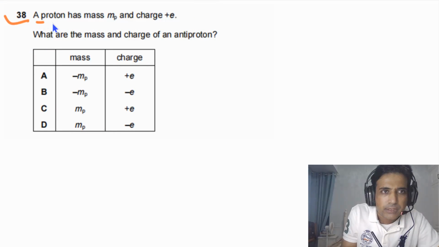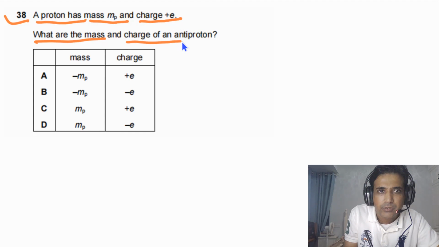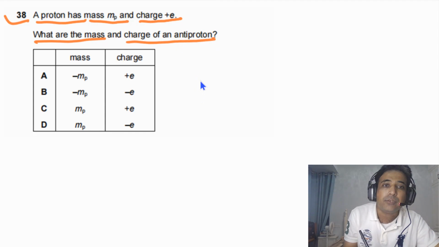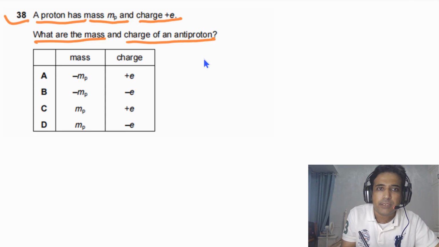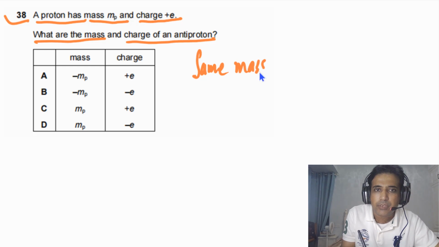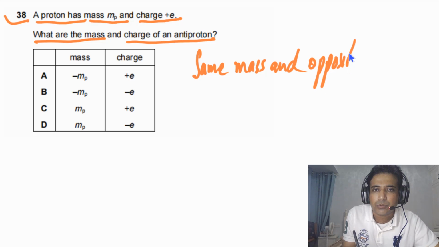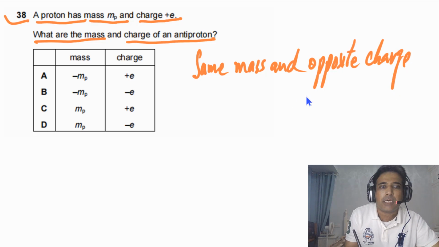Question 38 says a proton has mass m sub p and charge plus e. What are the mass and charge of an antiproton? So we need to understand particle and antiparticle. They have the same mass and opposite charge. This is the point you need to understand to answer this question: same mass and opposite charge.